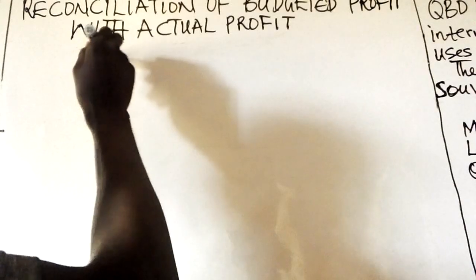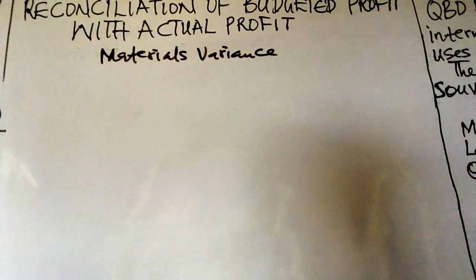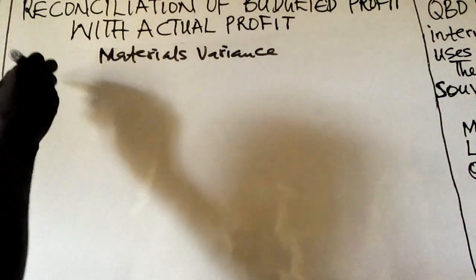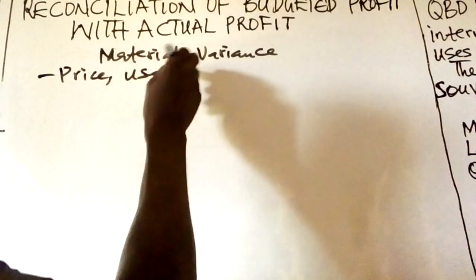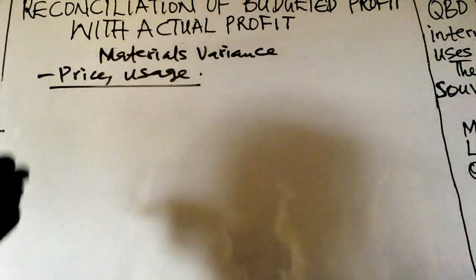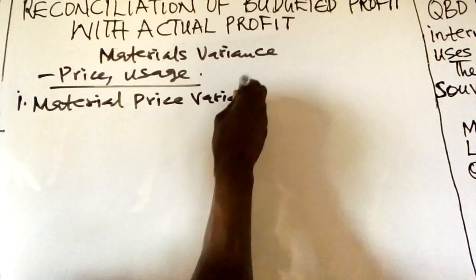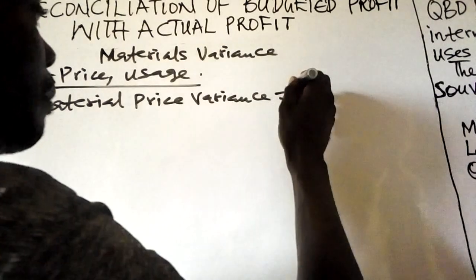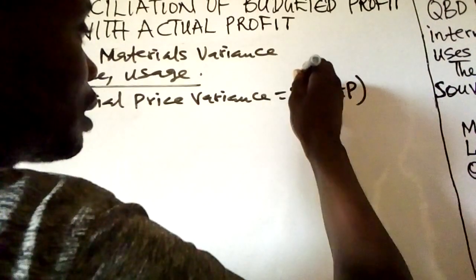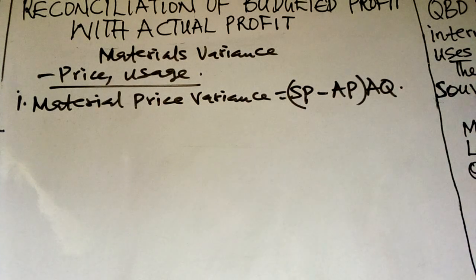Materials variances. For our purpose, the relevant material variances for our reconciliation are material price and material usage variance. If you have gone through the format I gave you, you will see the price and usage variance there. Now, you will need to compute the material price variance. Remember, if you have watched my previous lecture, I said variance is the difference between the standard and actual. Therefore, material price variance will be the standard price minus actual price multiplied by the actual quantity purchased.